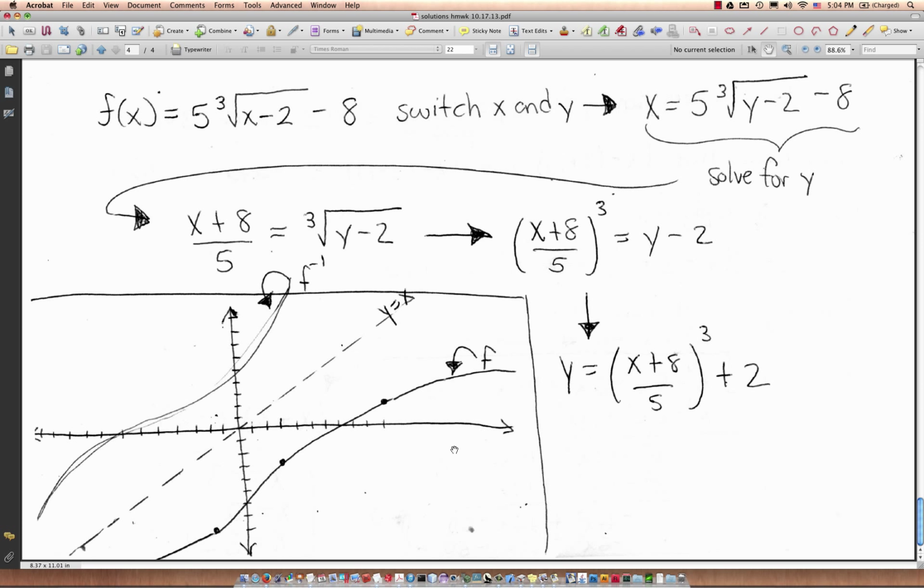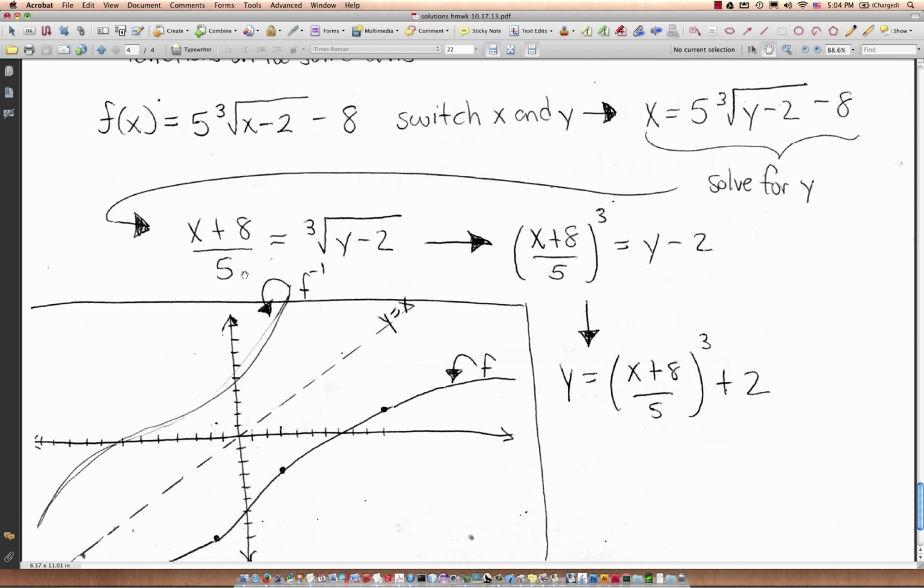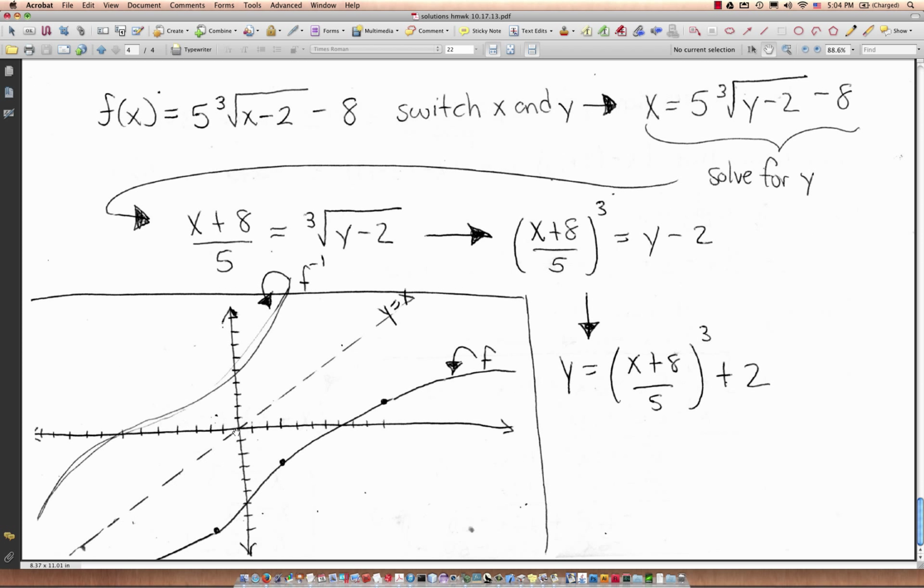After that we can use our graphing calculator. Every time I ask you to find and graph an inverse, I want to see this line y equals x. So here's the original graph right here, and here's the inverse graph right here. And you can use your calculator to do that and work that out.